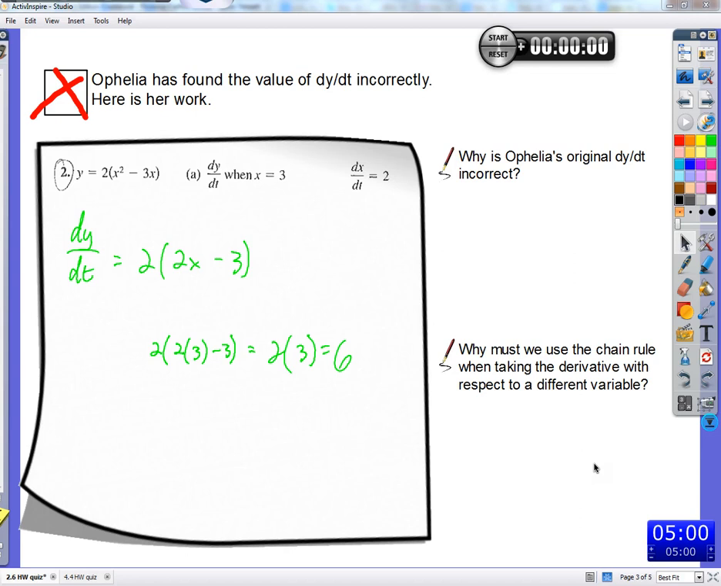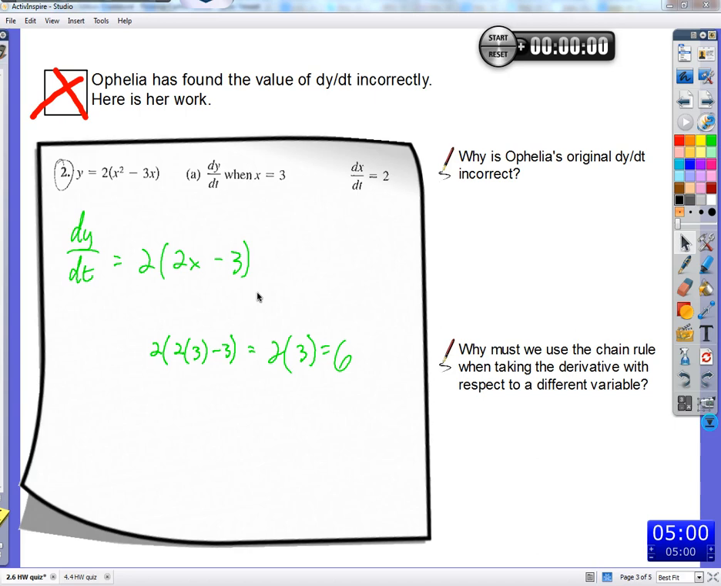She didn't take the derivative of it. Chain rule. Because she just used the power rule to find the derivative. She put y and then just substituted 3 for x. Okay. So here's her original dy/dt. It does look almost just like a y, but it's different. Oh, Eric? She didn't put respect to x. She thought it was with respect to x, but it was actually with respect to t.